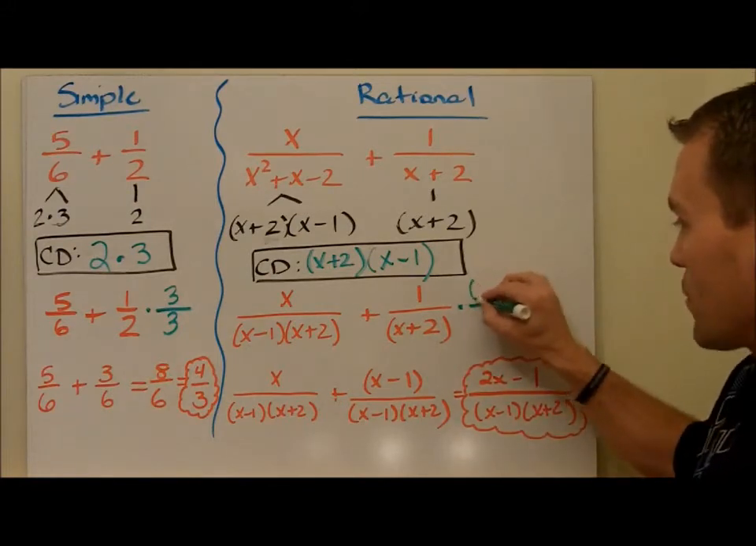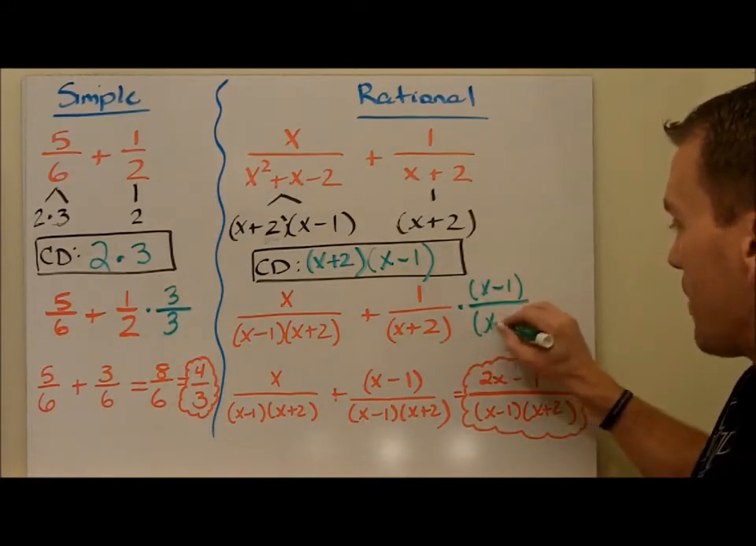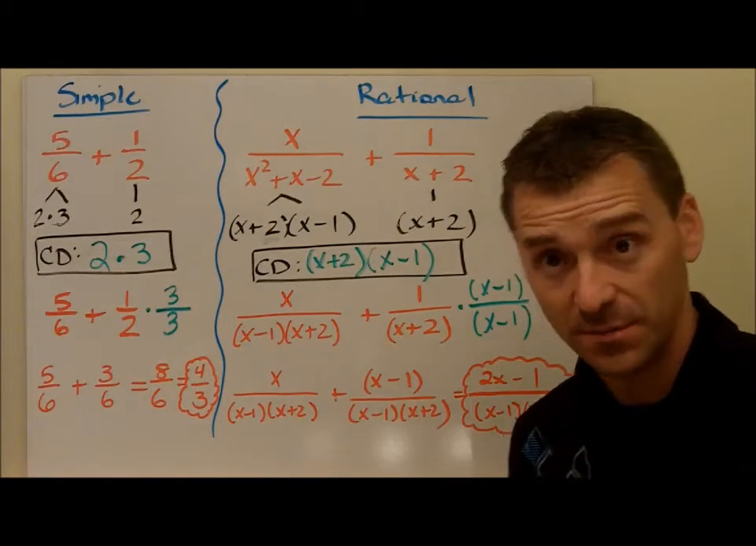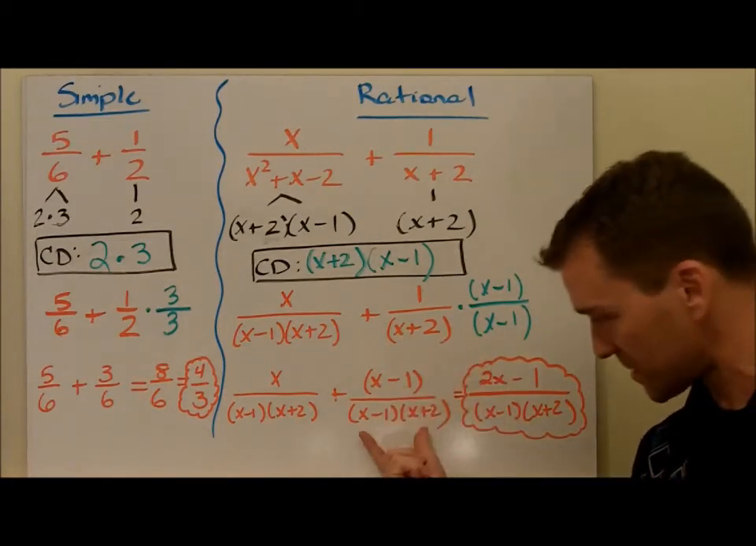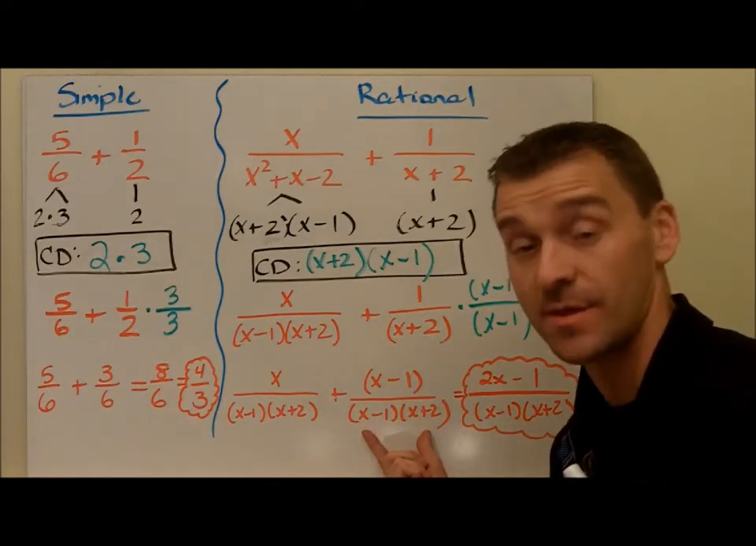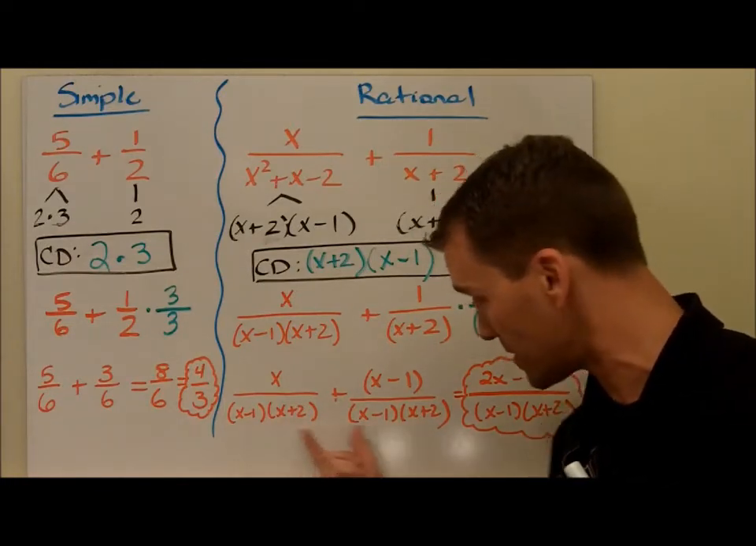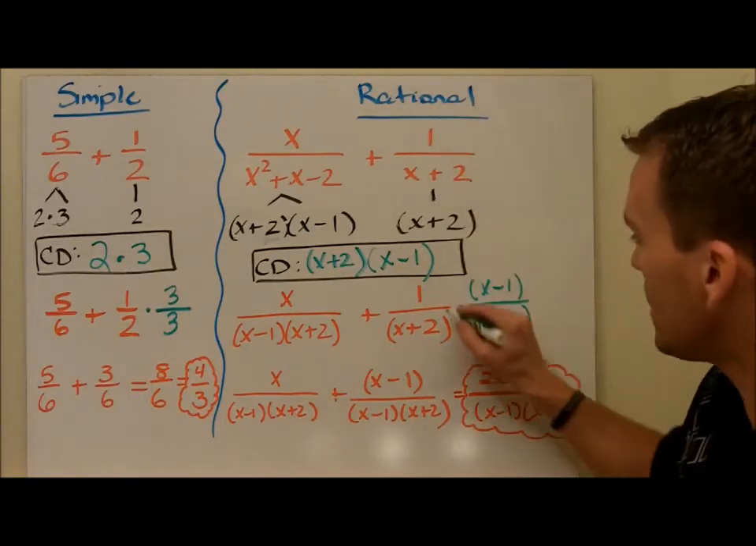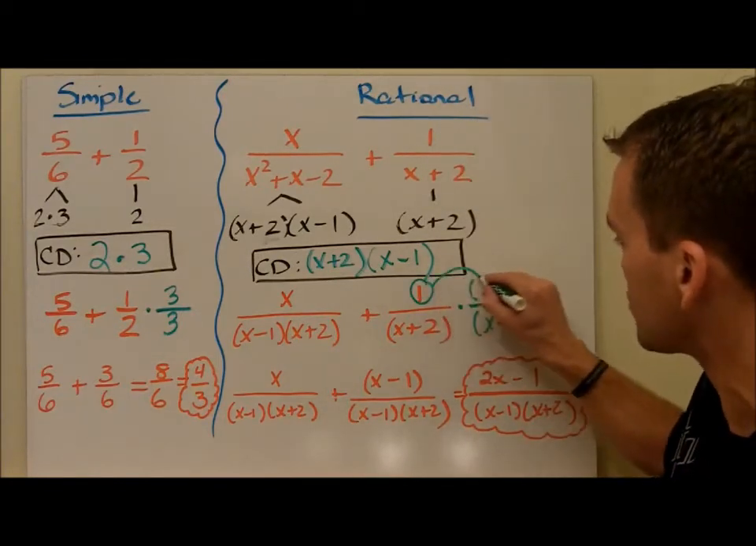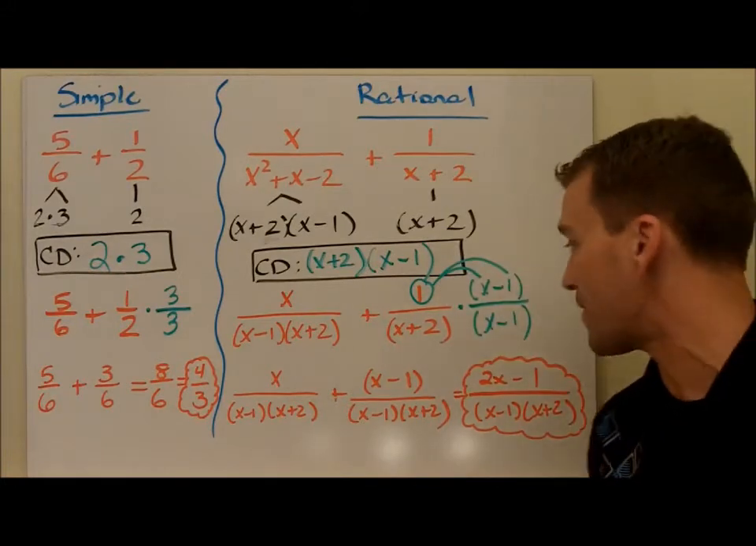So I must multiply the top and the bottom by what is missing, because then when I multiply the denominators, I get exactly this right here. I get my common denominator that I need to be able to have both of these the same to continue the question. So what I do, I multiply this 1.